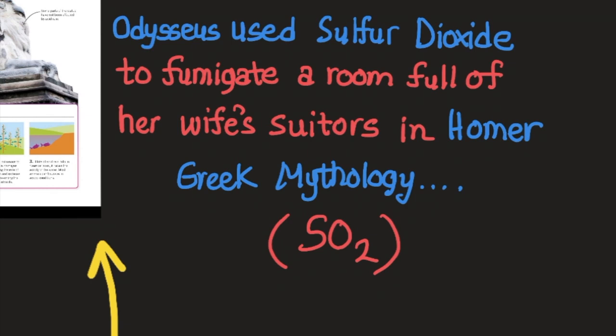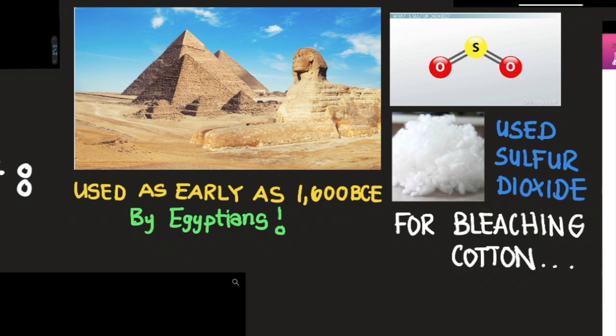Sulfur has not only been used since the earliest of days, but has also been included in stories since the earliest of days, which we still read today. Sulfur was used as early as 1600 before the Common Era by Egyptians. They used it for bleaching cotton and getting it the right color that they wanted to. So again, sulfur dioxide is just a combination of sulfur combined with 2 atoms of oxygen.